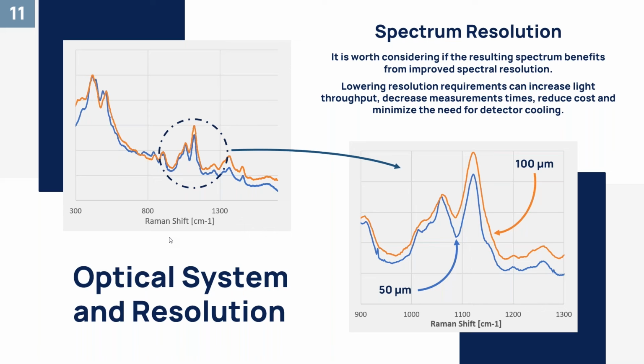And that means you can move to a broader slit as the entrance. You can get more light through it. You can decrease measurement times. You can reduce cost potentially.